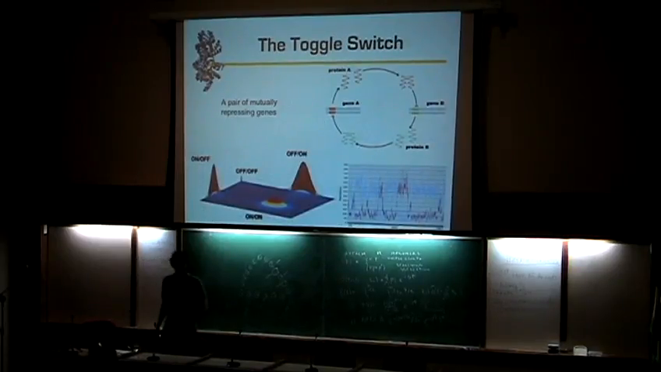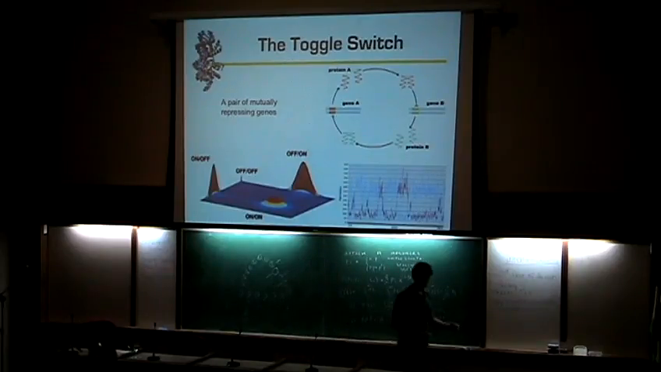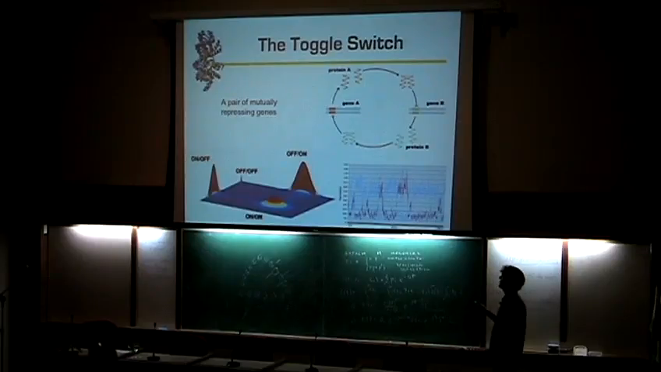Okay, now let's talk about the toggle switch. So, two genes that repress each other. This system can, say, in a situation where you have a lot of protein A, be repressing gene B, so you're not going to have that much protein B. Therefore, protein B is not going to be able to repress gene A. So that's a stable solution, right?